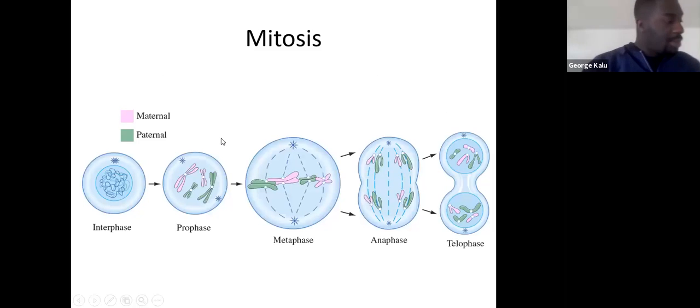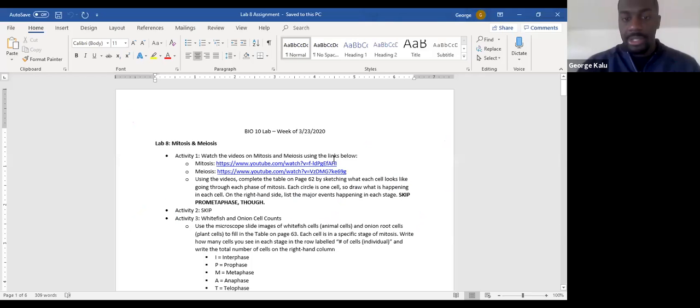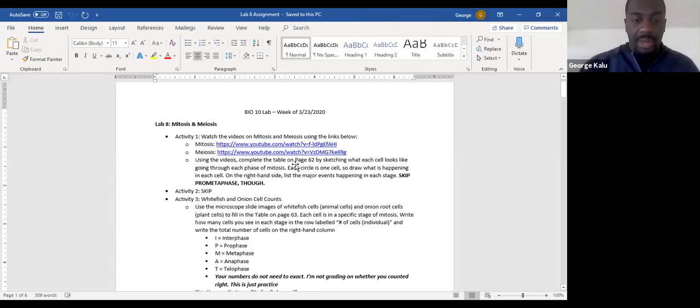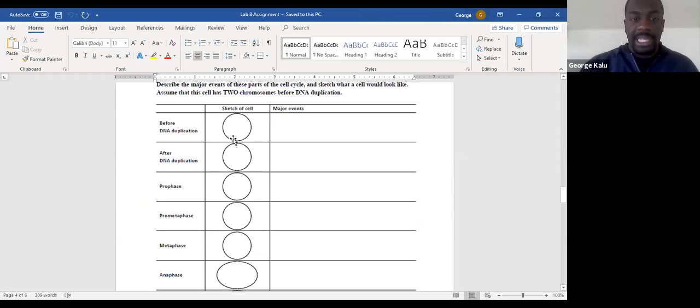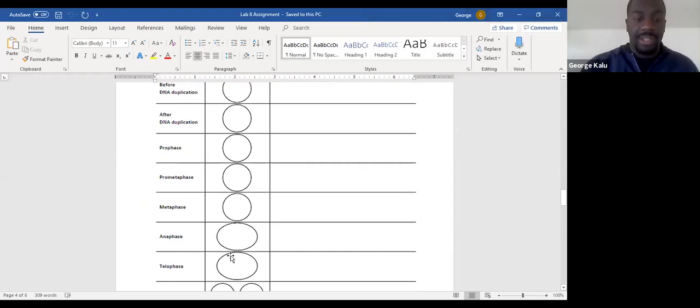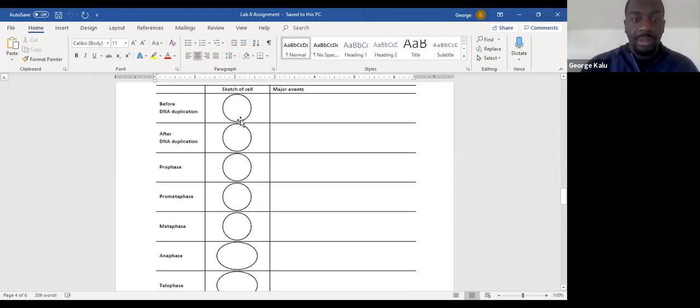As you watch those videos, you're going to be looking at that table. I'm going to go back to the lab assignment page. Watch those videos, and then you're going to be able to draw what's happening in each of these phases. Again, each of these circles represents one cell, so you can just draw in what's happening with the chromosomes in each phase. You can go ahead and skip prometaphase because it's really not that crucial, but make sure you do all the other ones. And you can go based off of the video to help explain what's going on.